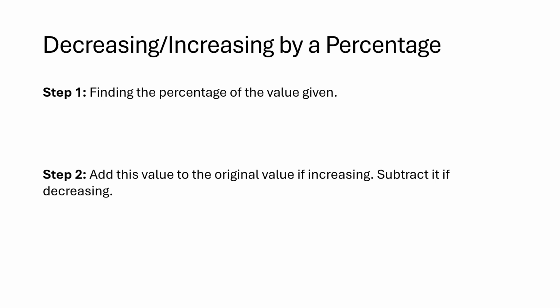So when we decrease or increase by a percentage, our first step is to find the percentage of the value given. So remember, that's whatever your percentage value is over 100 times the original amount. And then you're just going to add that to the original value if you're increasing, subtract it if you're decreasing.